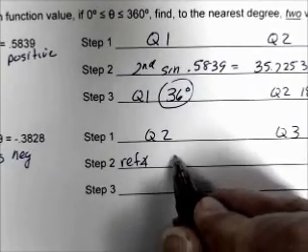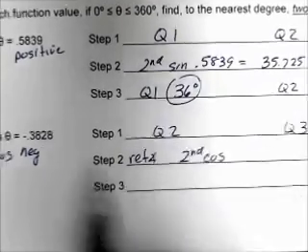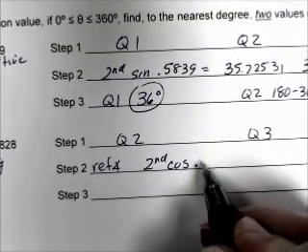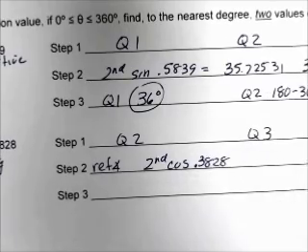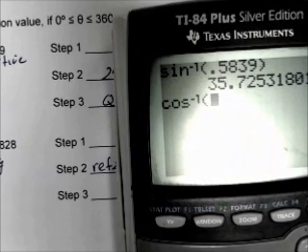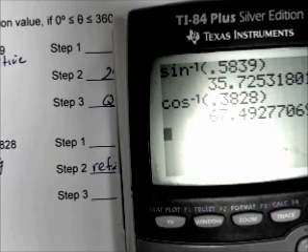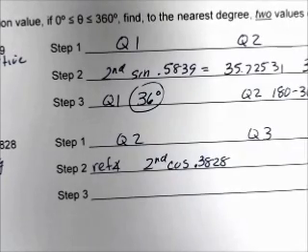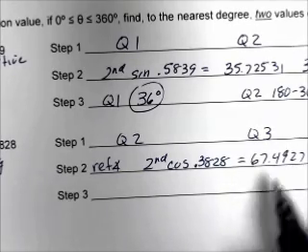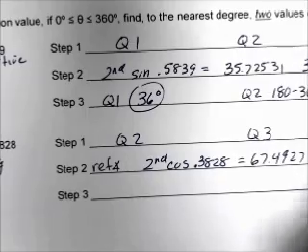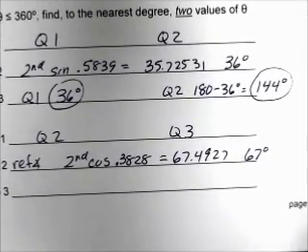So we key in second cos of 0.3828. You don't put the sign, you don't put negative. You just do second cos of 0.3828. That gives 67.4927. Rounding to the nearest degree would be 67 degrees. That's our reference angle, right? A reference angle is always going to be less than 90.